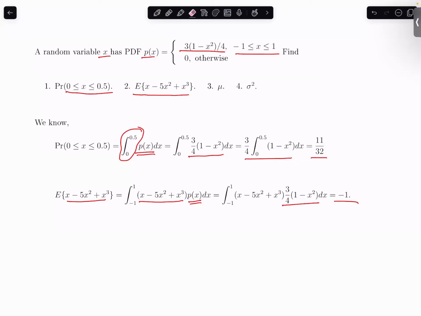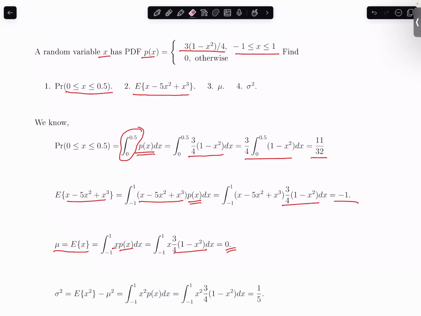The third parameter that we'd like to compute is the mean mu of x. Mu is given by the expected value of x itself. So this time we're finding the expected value of x itself. So we multiply x by its PDF, p of x, and we plug in the expression for p of x, and integrating over the entire range of x, which is -1 to 1, we get 0 for the mean of x.